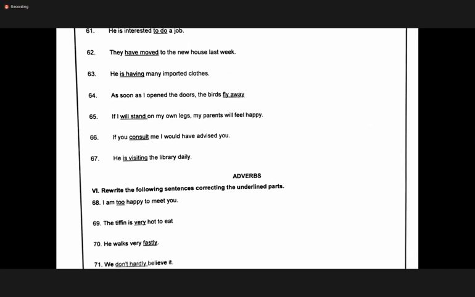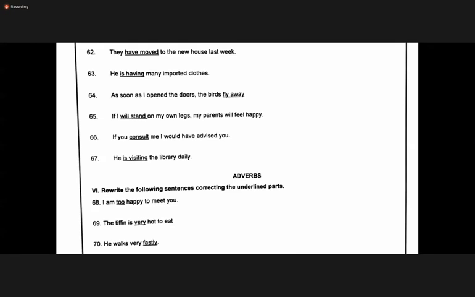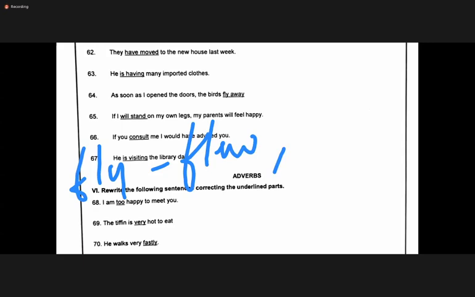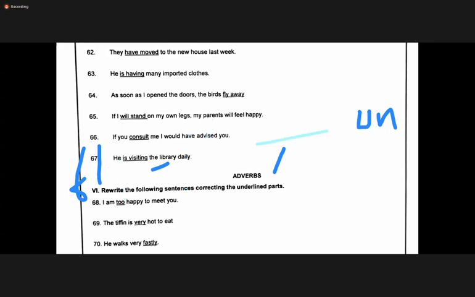64. As soon as I opened the doors, the birds fly away. Flied away. No. I have already told you about the conjugation of the verb fly. Flew. Yes, sir. Flew, flown. Fly, flew, flown. The birds flew away. Past tense.